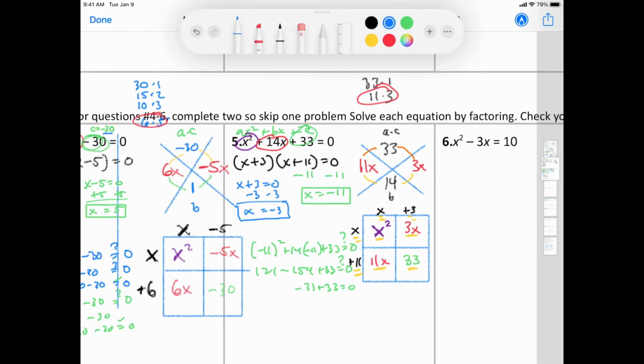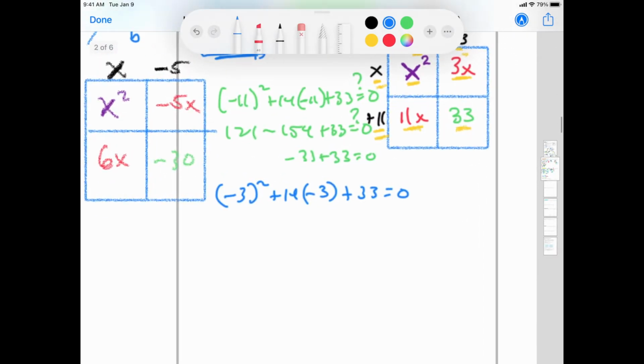Okay, let's check our answer by putting in negative 3 into the original equation. That's what I'm doing here. Negative 3 squared plus 14 times negative 3 plus 33 equals 0. 9 minus 42 plus 33. Negative 33 plus 33 equals 0.